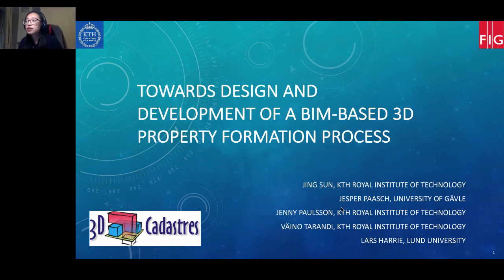As we know, the cadastre contains property unit information and is quite important to provide efficient, clear, and unambiguous methods to form 3D property units, as well as register rights, restrictions, and responsibilities of 3D property. So to form the property units, the cadastral process requires that the involved actors exchange and share information between each other. So now I will present the details of our study.